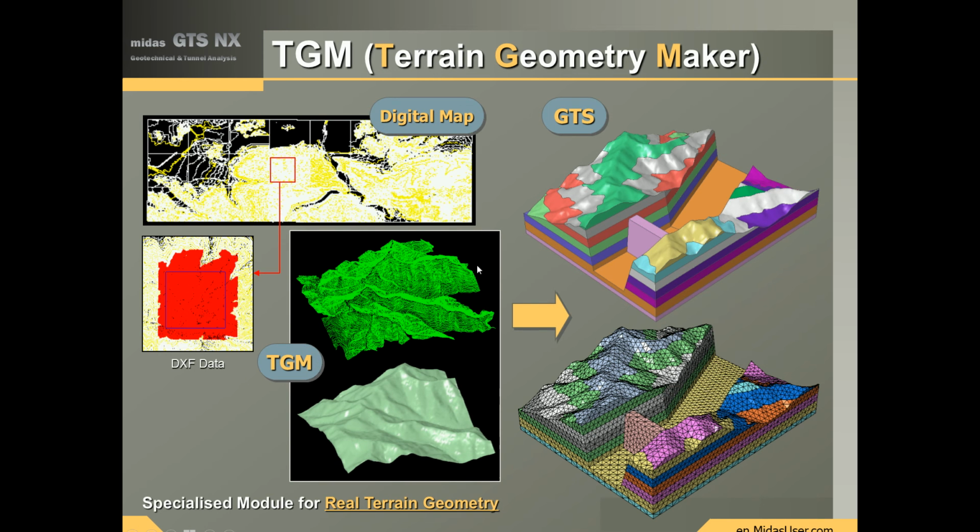So the terrain geometry maker has built-in features to generate 3D topography by automatically extracting contour profiles from CAD files. As you can see on the screen, this is a digital map that's been taken from CAD. It's DXF data, and you can create an actual surface from that, and then extrude it into the actual topography and create a mesh from it.